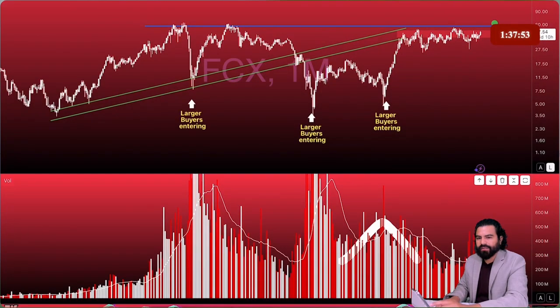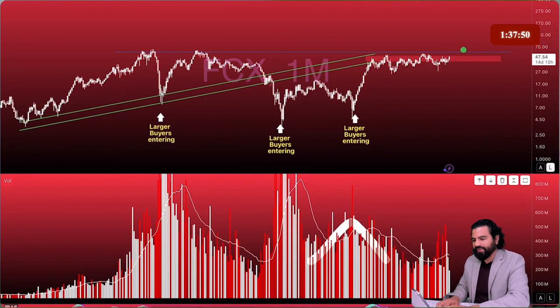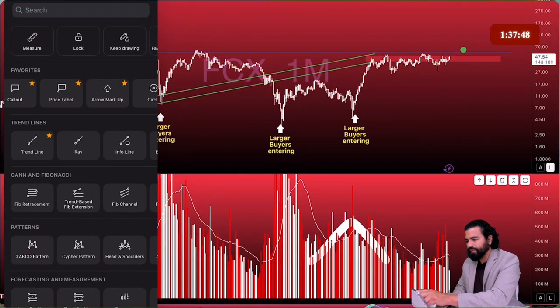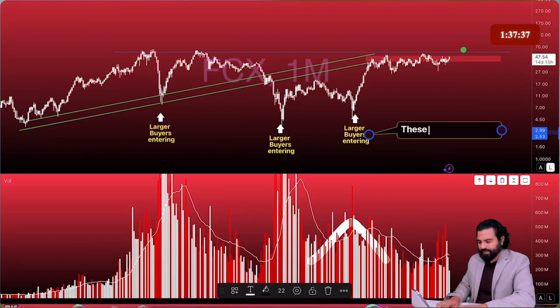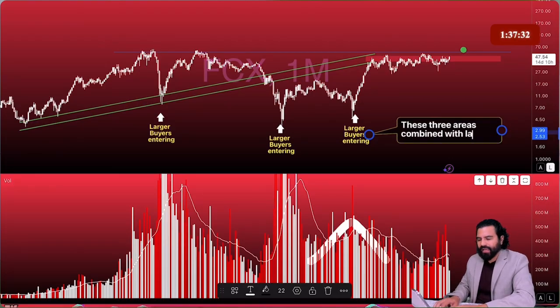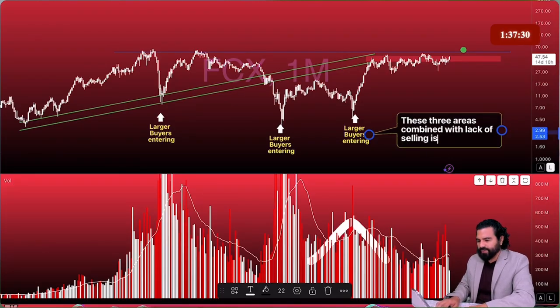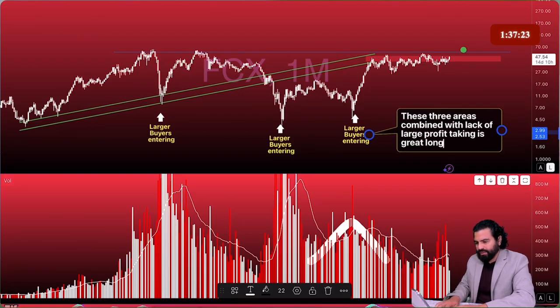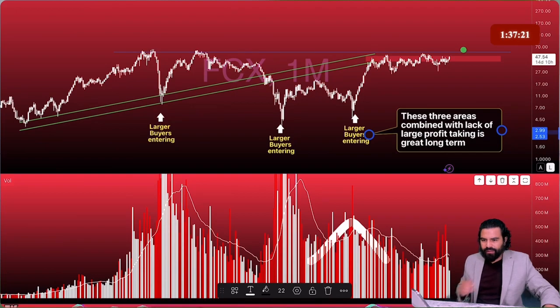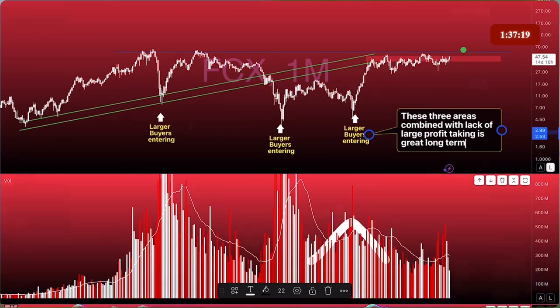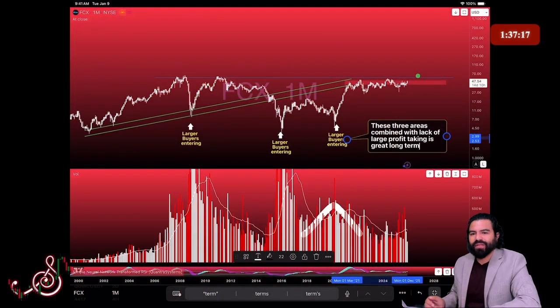So large buyers. Now this combined with lack of profit taking is a good sign. Let's put this for the stock. We're going to just put a little call out. These three areas combined with lack of selling, with lack of large profit taking, is great long term. So if I was betting and I had to bet on some stocks, already this one has my attention because large players are in this.